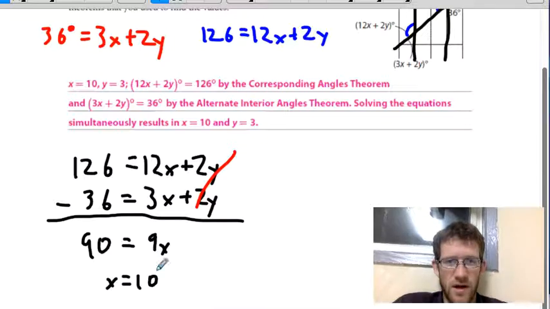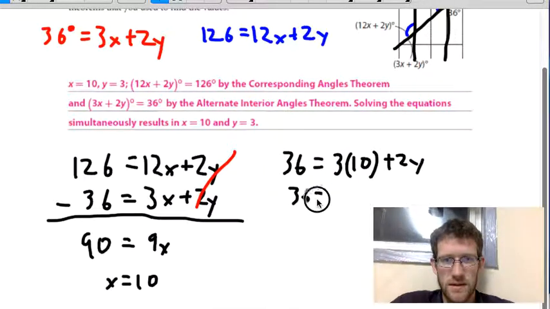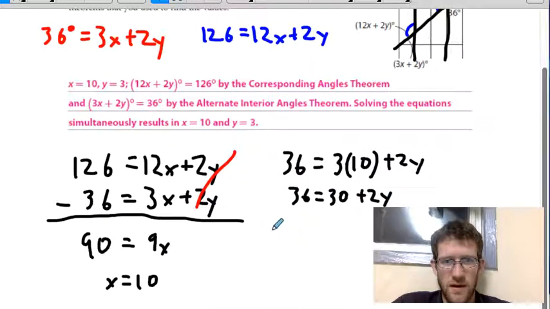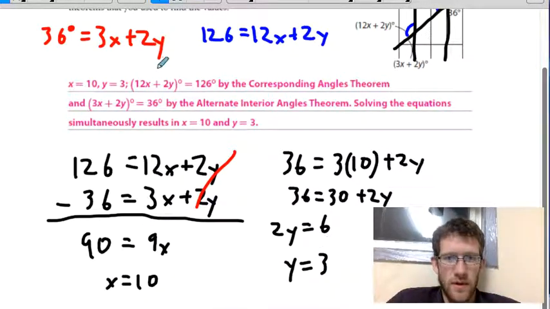And then once we have a single variable, right, we can plug it into any one of these equations. I'll do this one because, again, it's smaller. So that gives me 36 equals 3 times 10 plus 2y. So that's 30. 36 equals 30 plus 2y. Subtract the 30, it gives me 2y equals 6. And then finally y equals 3. So that's one way we can solve it, is to add or subtract the equations.